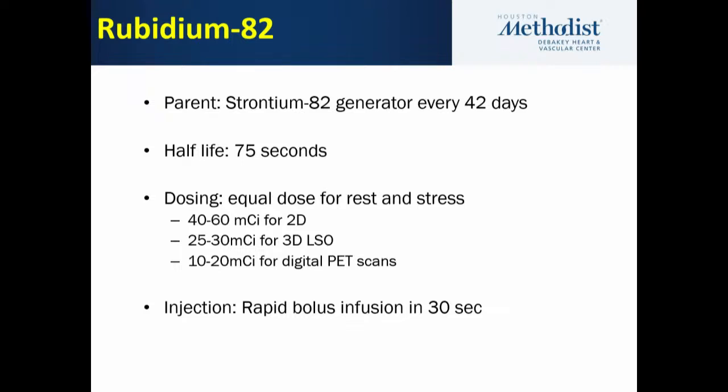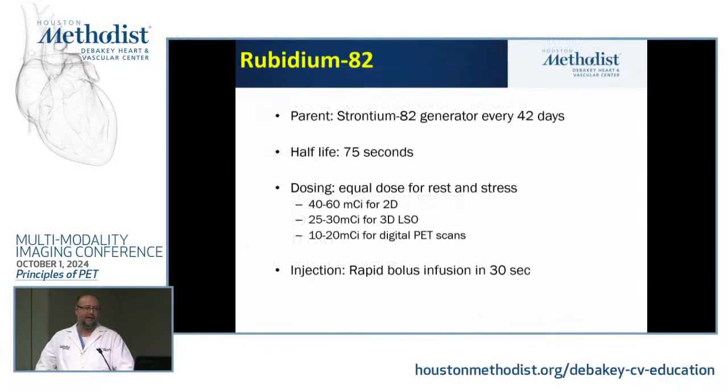Rubidium is what we are using right now, and usually we have a generator that you replace every 42 days, and you just milk it every time and inject it to the patient. So you change it every 7 weeks, and depending on the system you have, you need higher doses for 2D systems, lower doses for 3D systems, and if you have a digital PET-CT, you can inject much lower doses. And we inject it over 32 seconds.